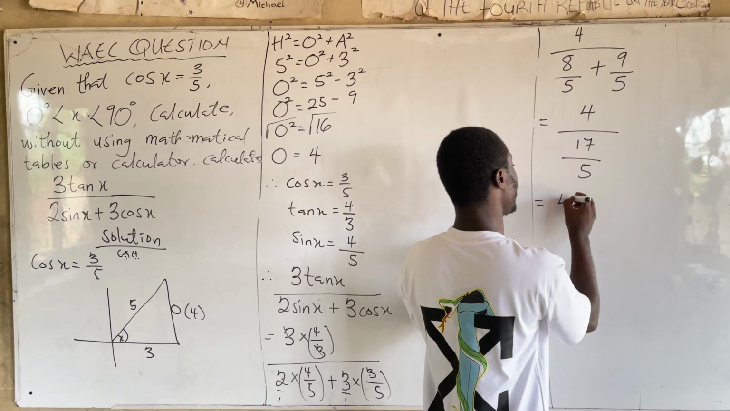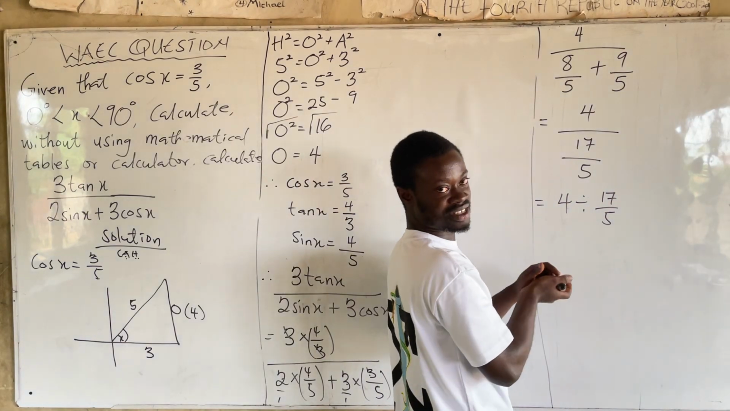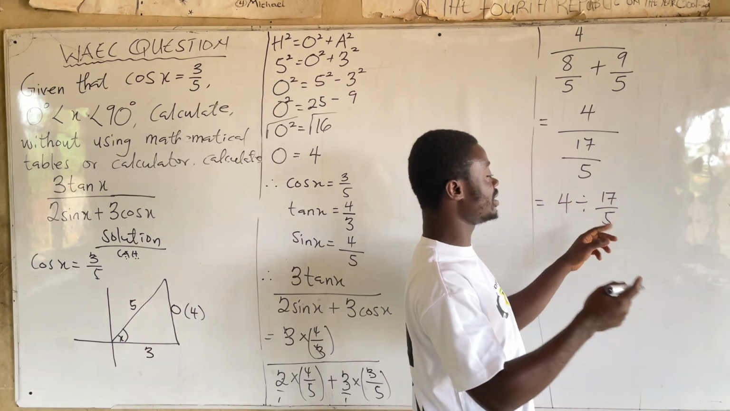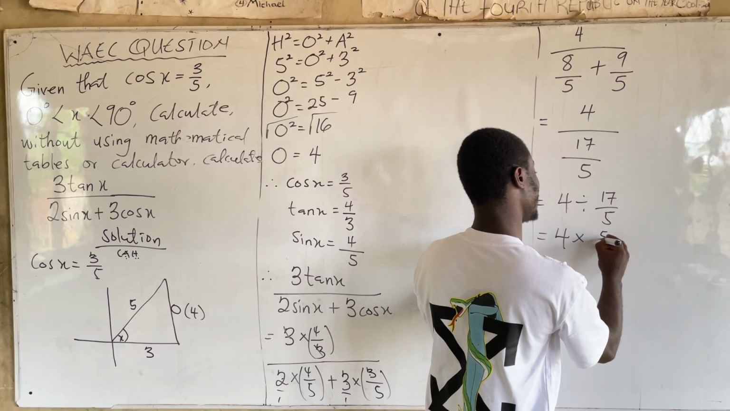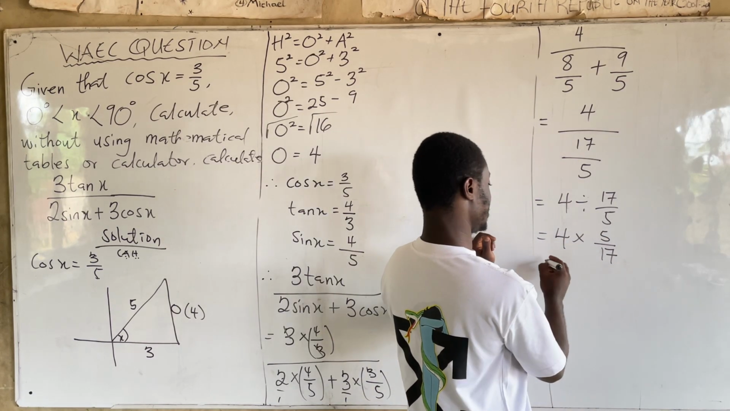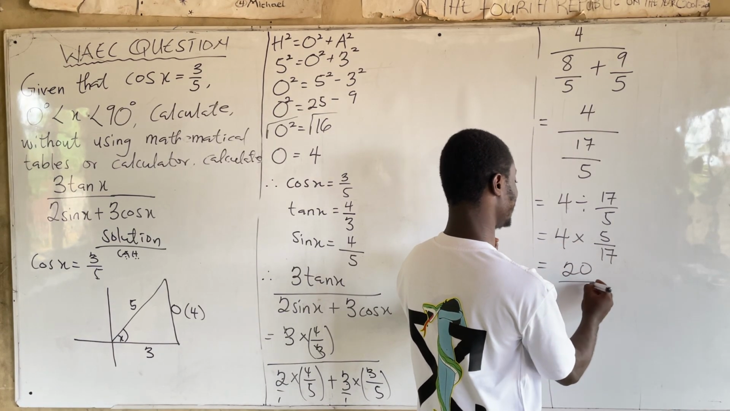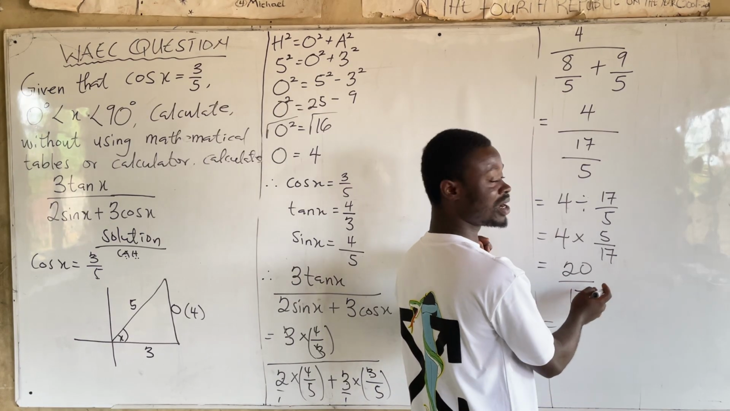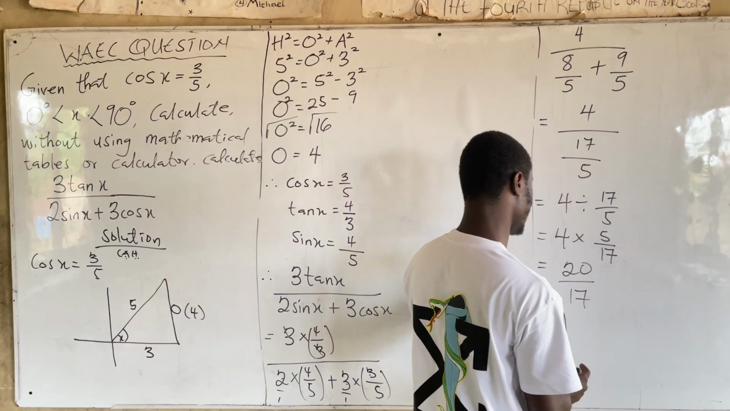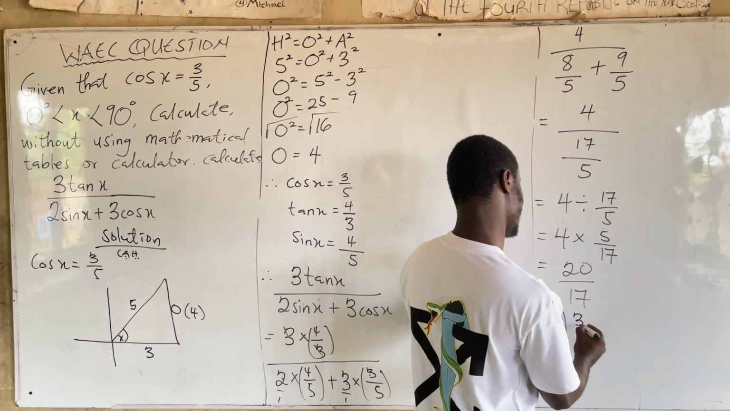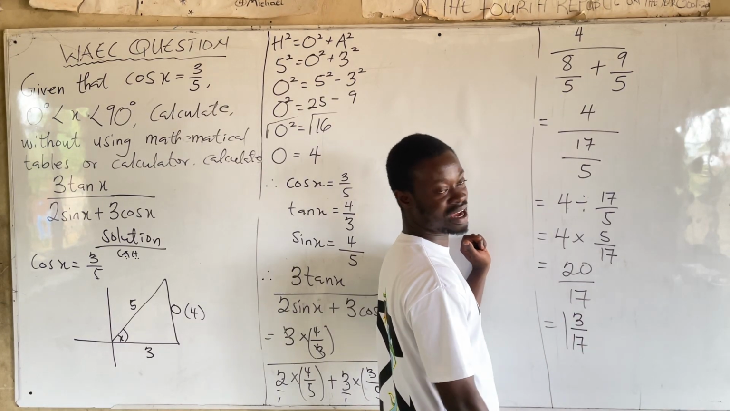This is the same as 4 divided by 17 out of 5. In fractions, when you get this, division changes to multiplication, and you take the reciprocal of the second fraction. So you get 4 times 5 over 17. 4 times 5 gives us 20 out of 17. Let's change this to a mixed number. 17 goes into 20 one time, so 1, with remainder 3 out of the denominator 17. So the final answer is 1 whole number, 3 out of 17.